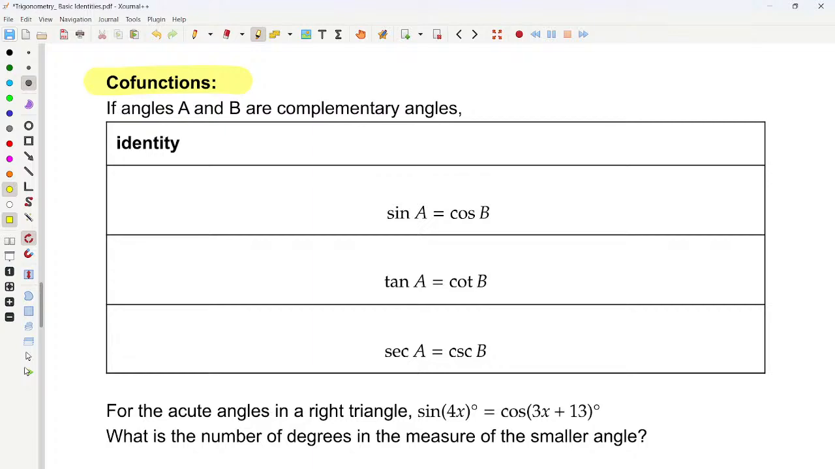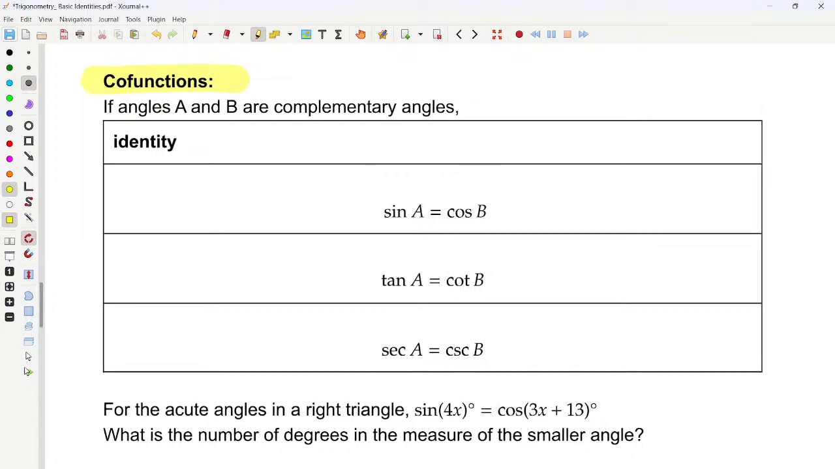Nope. Nope. They add up to 90. All right, all good tries. I appreciate you guys at least sharing out and adding some communication. Complementary means they add to 90.